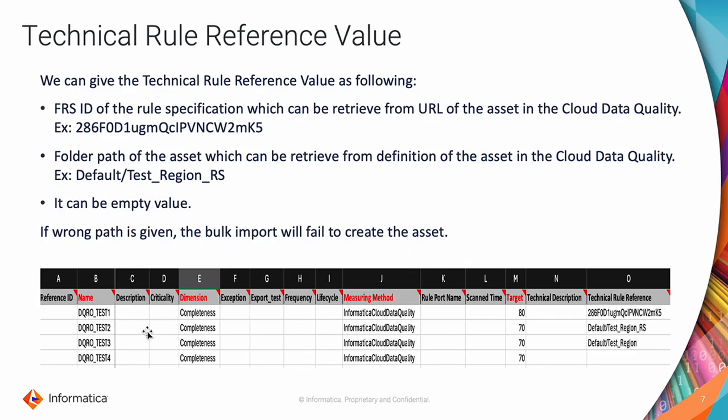So here are some examples. I have created four different types of DQROs. In the first, I have given the FRS ID. In the second, I have given the project/folder path, where folder/asset is the actual path. Then in DQRO test 3, I have given an invalid path, and in DQRO test 4, I have given an empty value. So it should run for the first, second and fourth ones, but it should fail for the third one. That's how we can give the technical rule reference value.